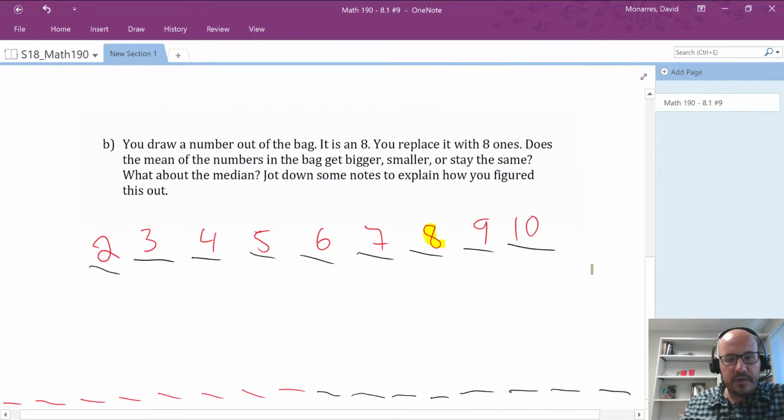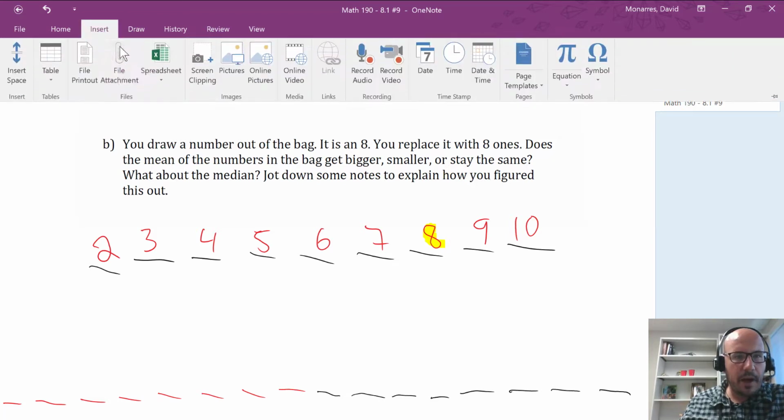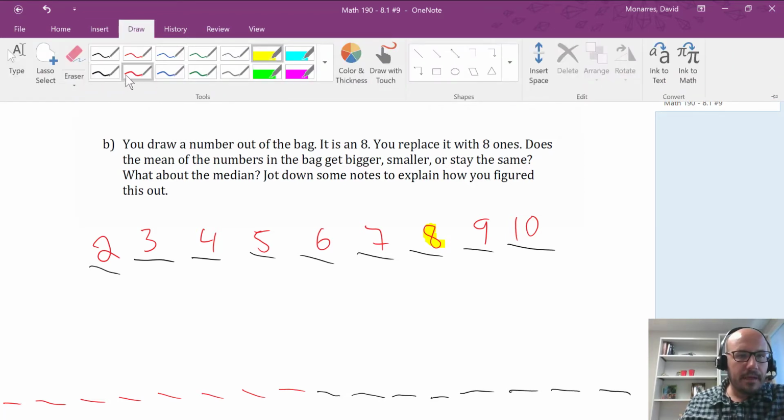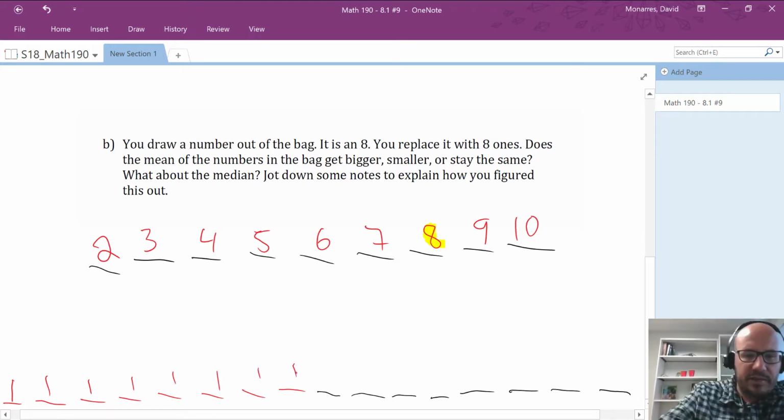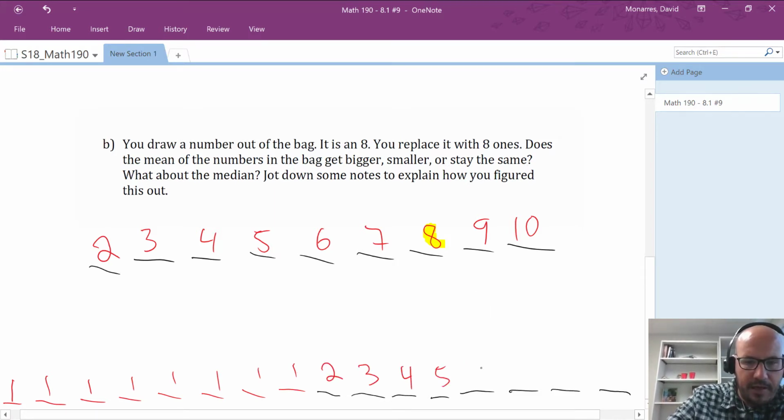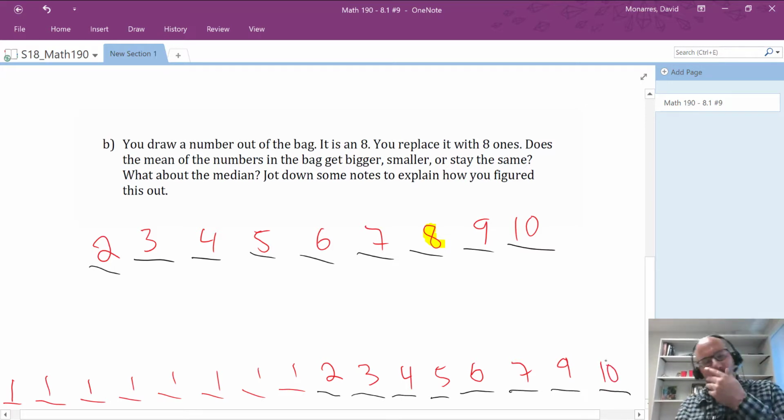So I'm going to scroll down. Once again, because ones are all smaller than sixes, I'm going to be putting them in the bottom half of the data. I'm going to write them as 1, 1, 1, 1, 1, 1, 1, and 1. Those are 8 ones. Now I have to write down the rest of the numbers that I didn't change. That's 2, 3, 4, 5, 6, 7. I no longer have 8, but I have 9 and I have 10.